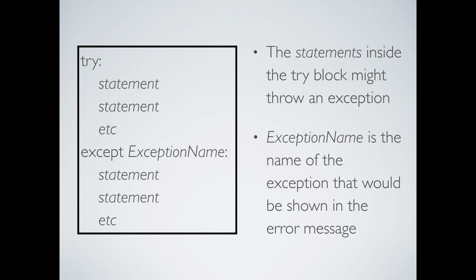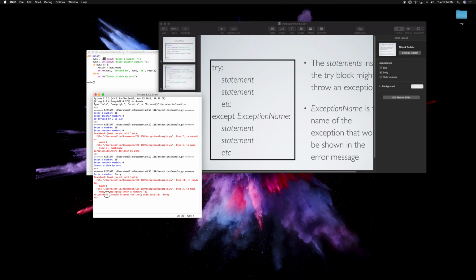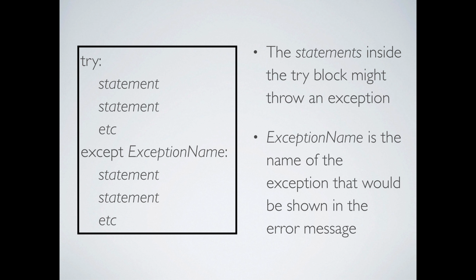The way this works is the statements that are indented right underneath try, the code will try to run them. That's the idea behind this word try. Now, these statements might throw an exception. Let's say they throw an exception called, for example, this one right here, value error. Then what I could do in my code is say except value error, these statements.